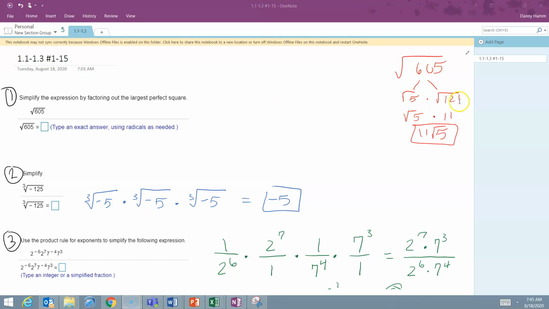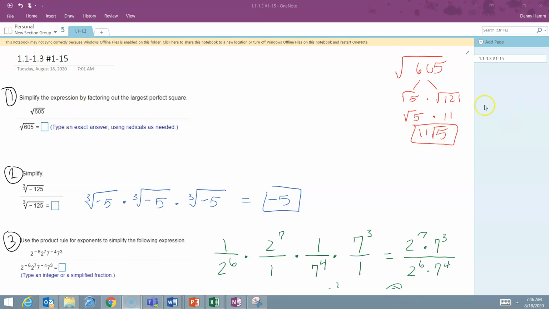And so my largest perfect square that goes in there is 11 squared, which is 121, and that is multiplied times the square root of 5. I cannot reduce the square root of 5. It is a prime number, so there we go. This does reduce into 11, and so when we write these expressions, we always put the whole number in front. So this is 11 root 5.